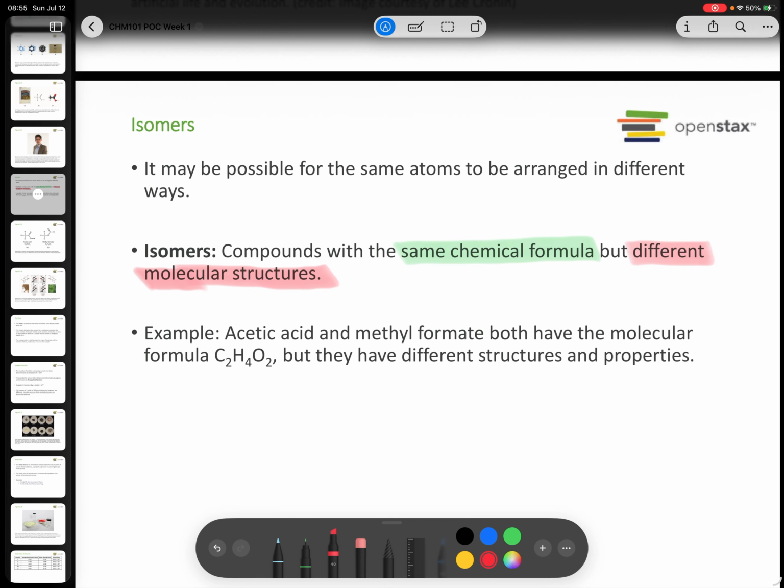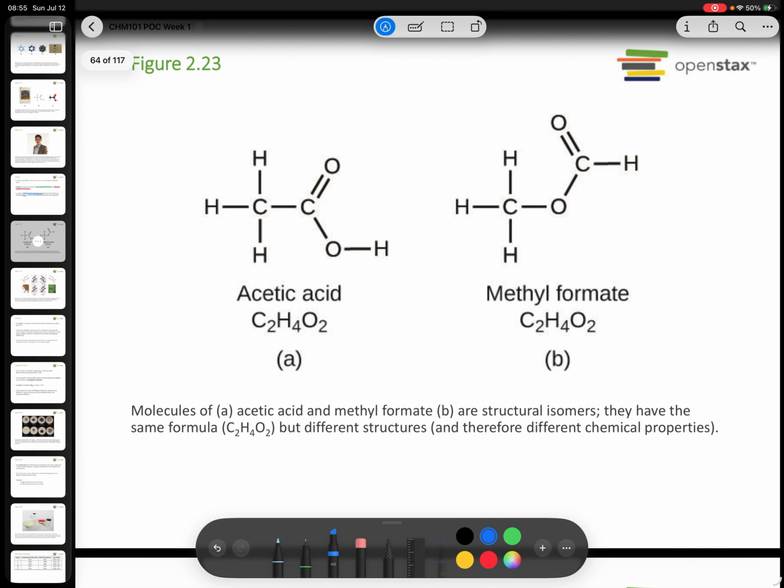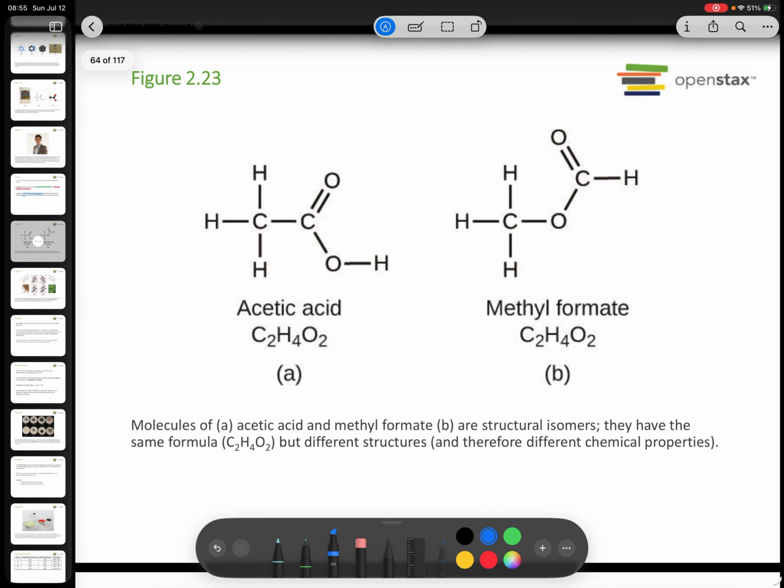So, for example, ayan, makikita natin dito si acetic acid and methyl formate. Parehas sila ng molecular formula na C2H4O2. Okay? Si acetic acid at si methyl formate. But they have different structures and properties. So, punta tayo sa next slide. Makikita nyo sa figure yung structure ng acetic acid tsaka methyl formate.